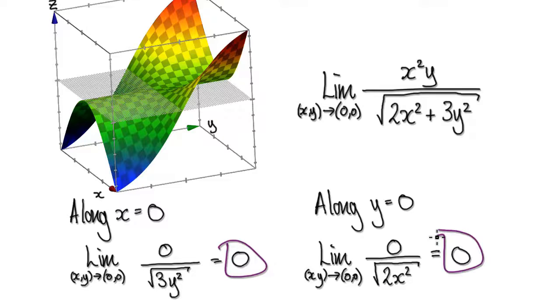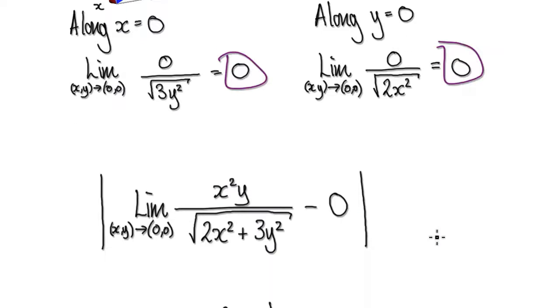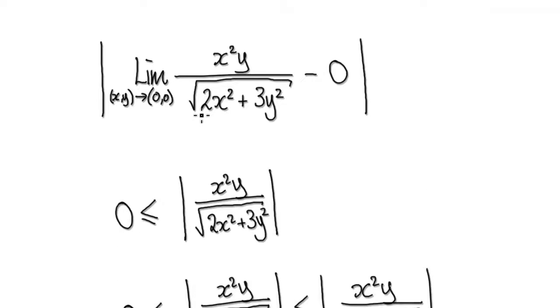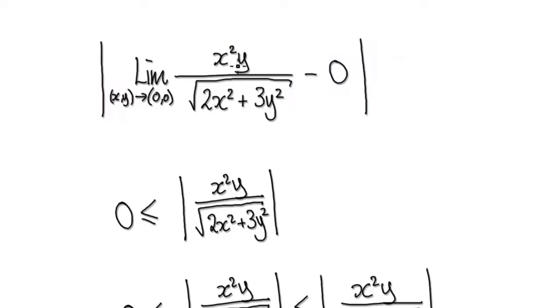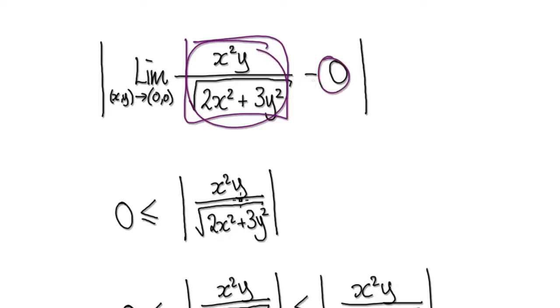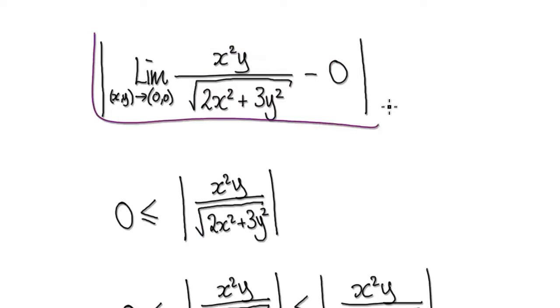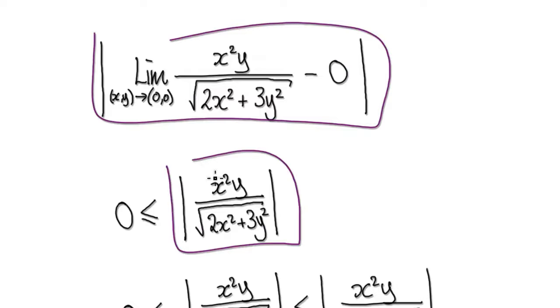Now if the limit truly exists, if you take the function, take away our suspected limit of 0, then take the absolute value, then it should equal 0. So let's concentrate on this. Well, when you take this away 0, it's just this. And so this whole thing here will then become this.